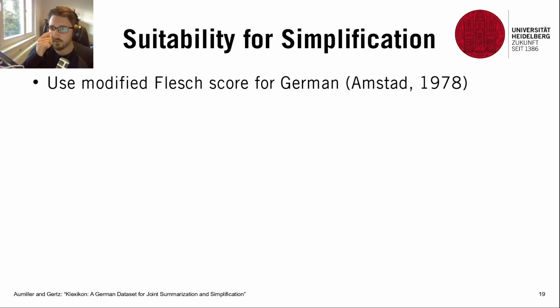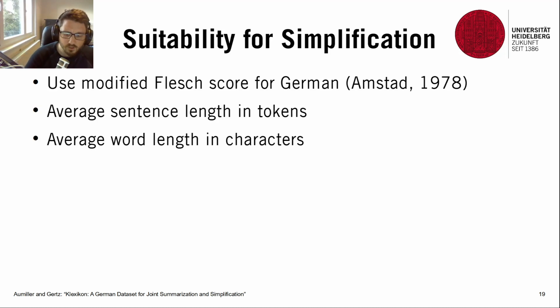On the other hand, when we're looking at simplification, we tend to also use one of the more popular metrics called the Flesch readability score, in particular the German variant proposed by Amstad in 1978. Some more simplistic metrics are the average sentence length in the number of tokens, and the average word length in characters.